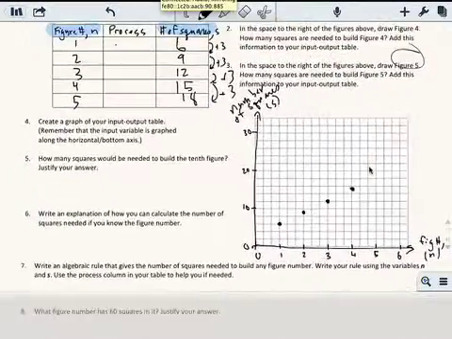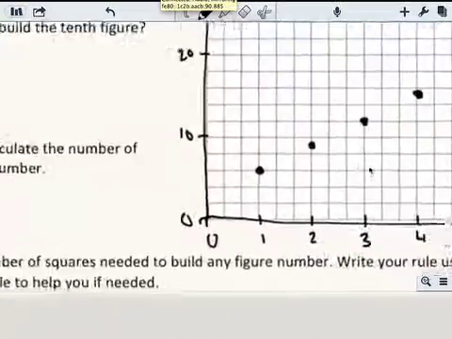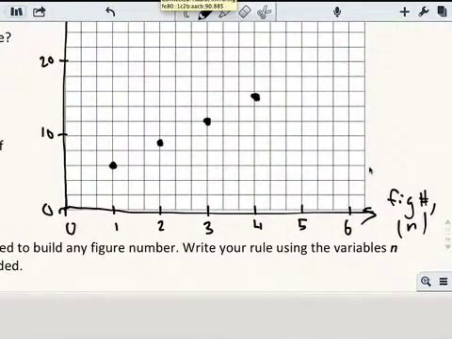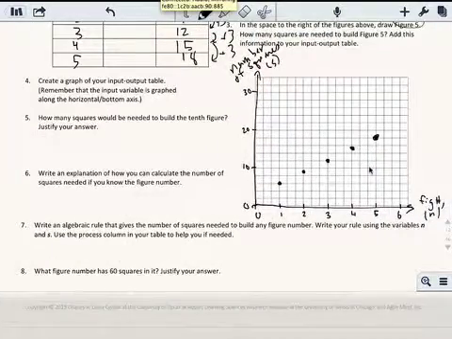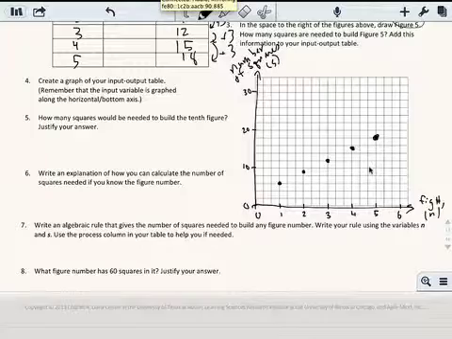is halfway between 14 and 16, and then 5 comma 18. So I go over to 5, then 2, 4, 6, 8, 10, 12, 14, 16, 18. And that looks really nice. I've got a graph that is labeled, I've got a graph that's accurate, and I've used a lot of the space. So how many squares would be needed to build the 10th figure?